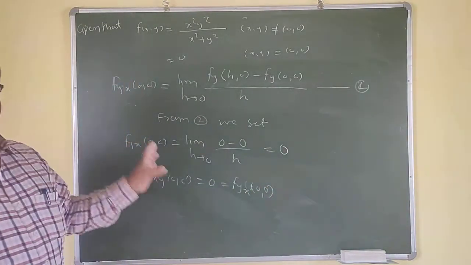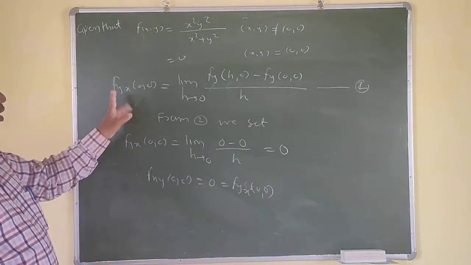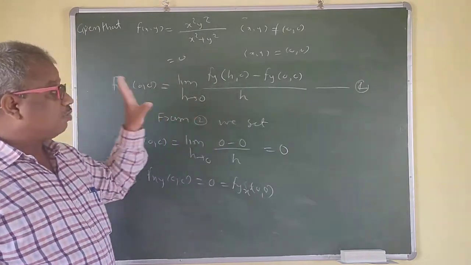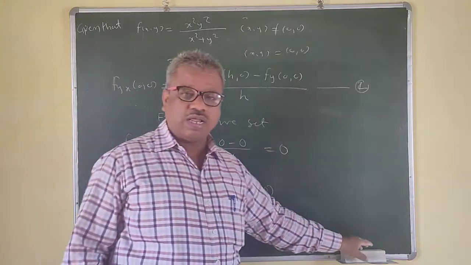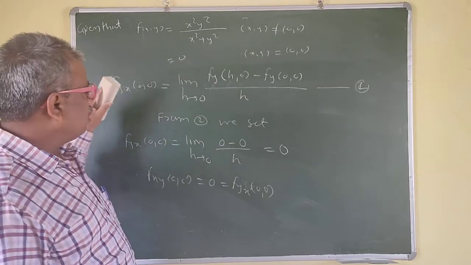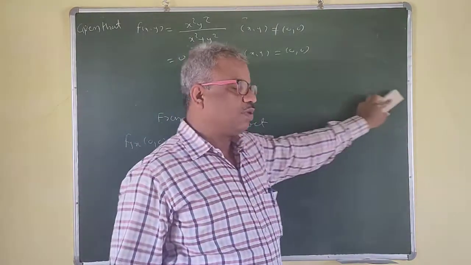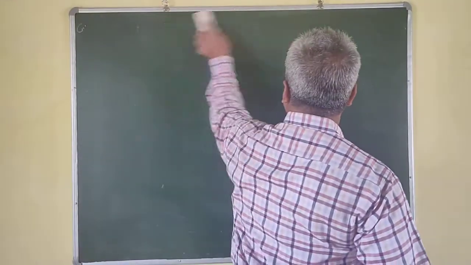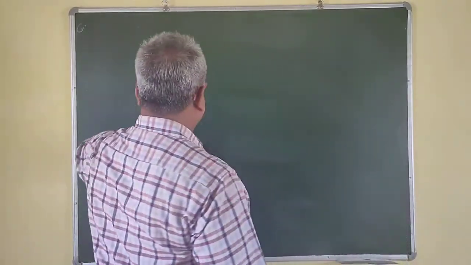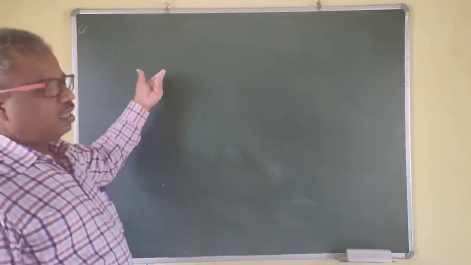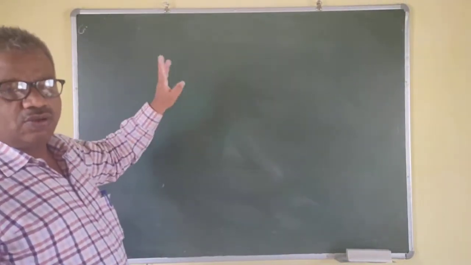The problem is over, so I hope that you understand this one. Only what we have to do is write the formula correctly. If you don't remember the formula, you cannot do anything. So you should remember this formula. This is for (0, 0). We have seen the formula in terms of a and b also, where a is 0 and b is 0. Okay, we'll take another problem.